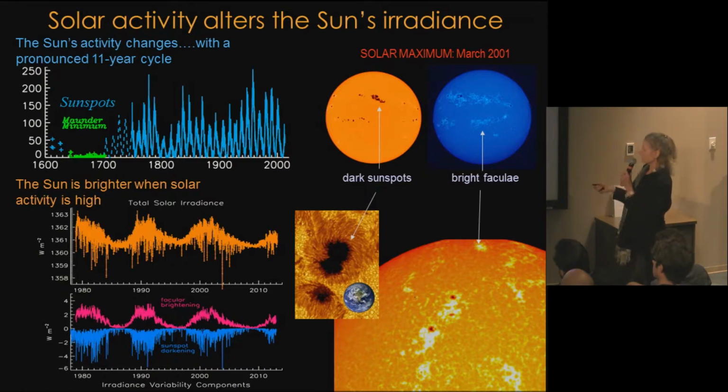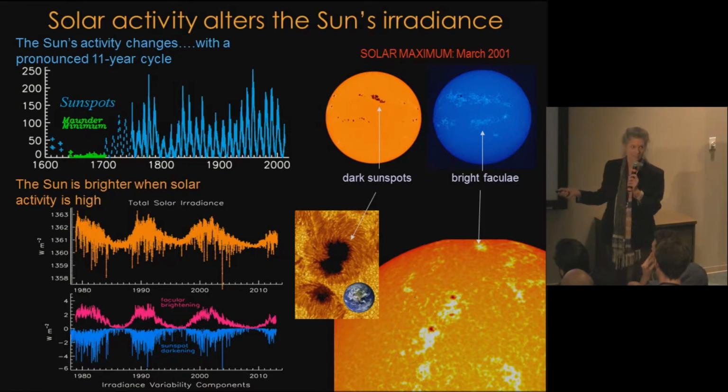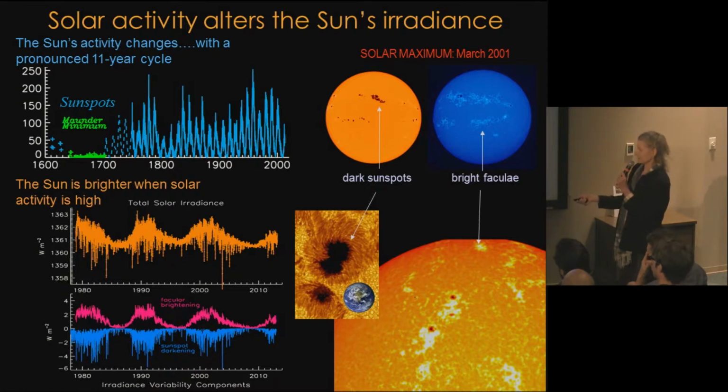Faculae are bright, and if you look at an image of the sun here, you can see these bright faculae. When there are faculae on the disk, they increase the net radiation from the sun. But sunspots also occur on the disk, and they're dark features, and they decrease the radiation. So the total solar irradiance is this combination of brightening by faculae and dimming by sunspots. You can model this time series really well by the combination of these two time series. Now, this is the total solar irradiance, so it's the integral over all wavelengths.